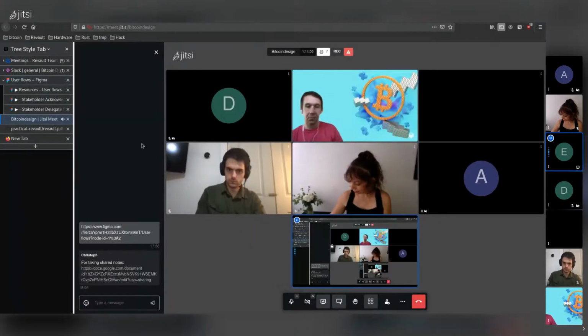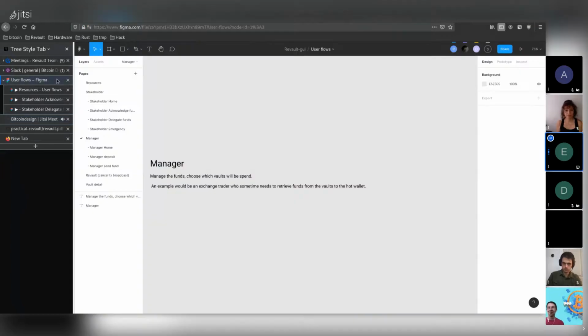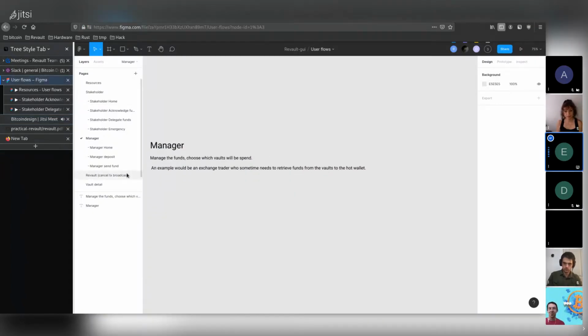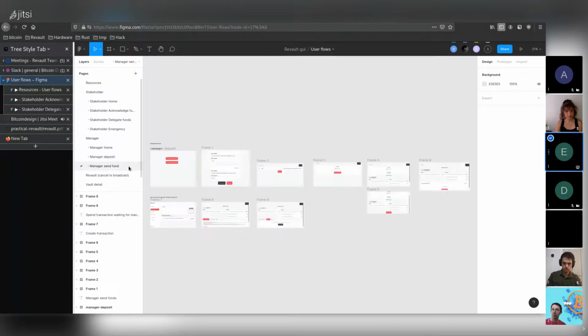Yeah, we have a lot of design challenges. I think you saw it right now. All this idea of delegating, of acknowledging the funds is already a big challenge. We have the challenge also for a manager when you receive funds and you want to spend them. Because you have a new challenge for the manager.